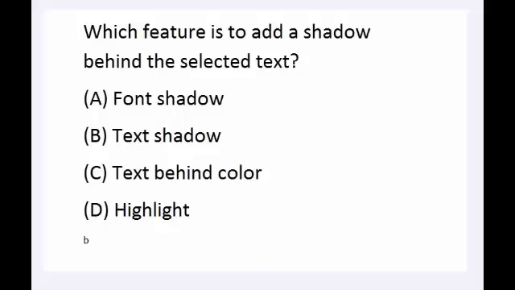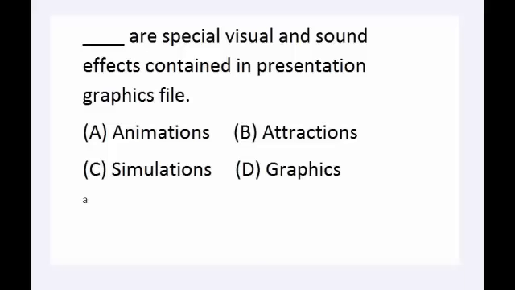Which feature is to add a shadow behind the selected text? A. Font shadow, B. Text shadow, C. Text behind the color, D. Highlight. इसका जवाब है B. Text shadow.